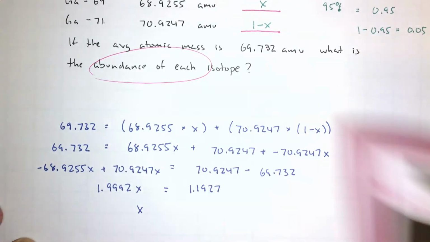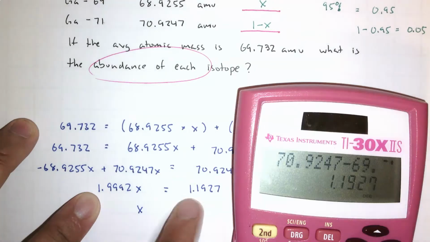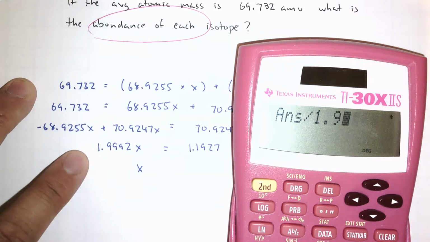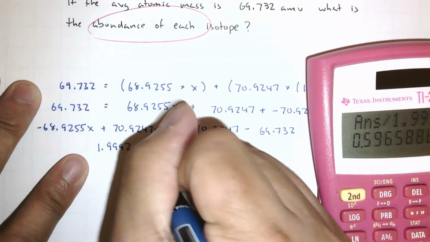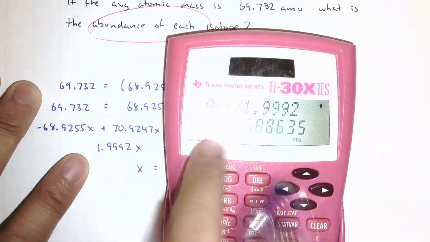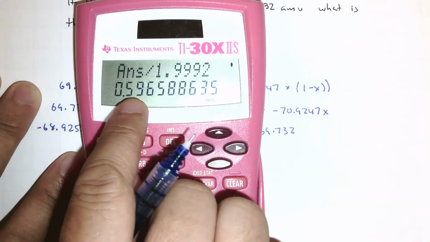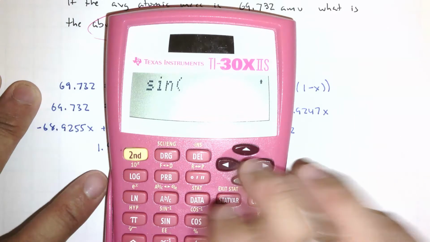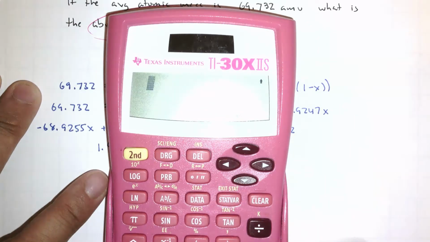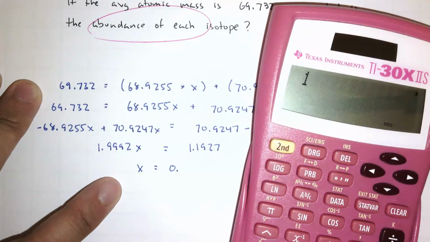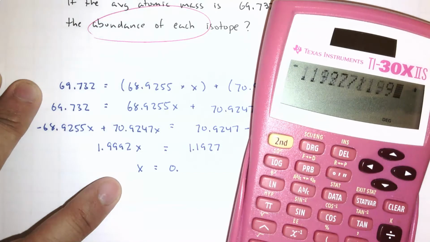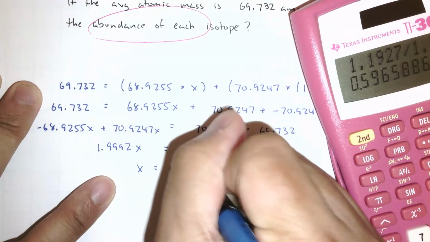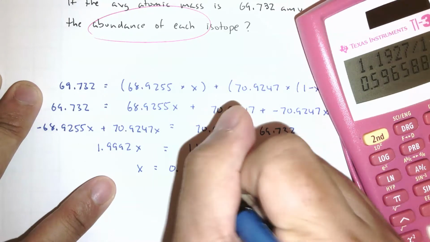You're going to divide both sides by that number here. So I already have this number saved, 1.1927 divided by 1.9992. Yeah, nice. See, it makes sense because it's less than 1, right? This would be 59.7%. But, oh no, I still have the answer. Oh man. 0.597, and I'll go to 3 sig figs.